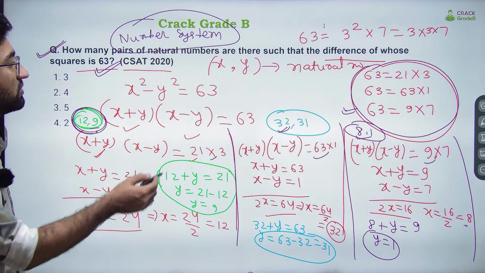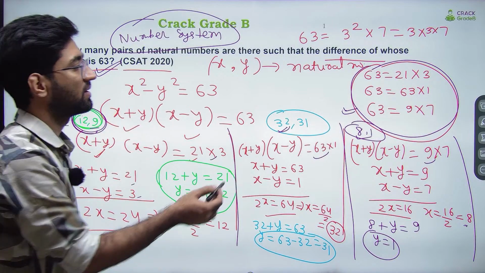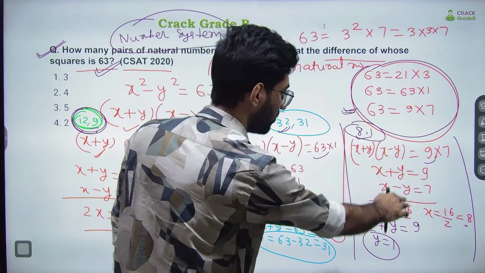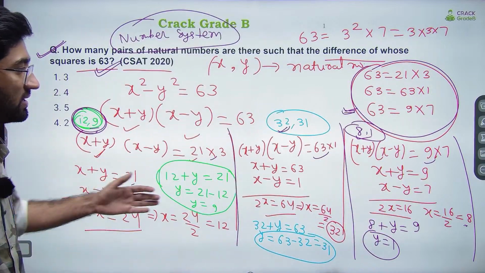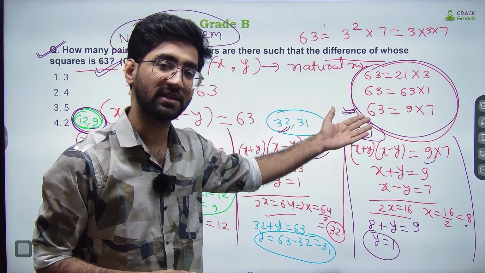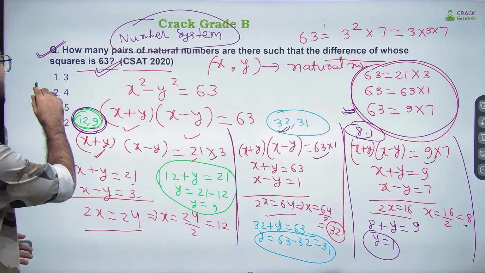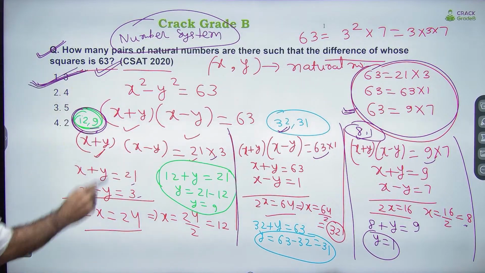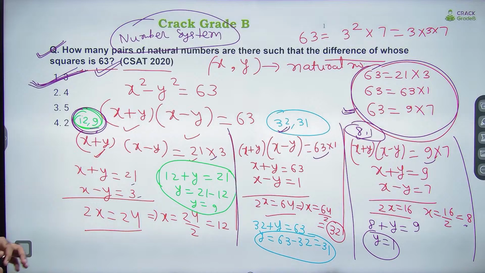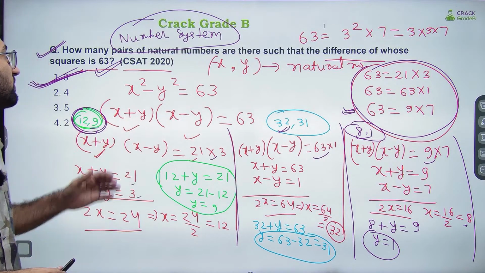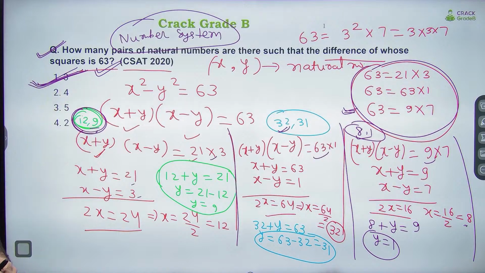But I will suggest you that if you solve this kind of questions after some practice, you will not do a lot of calculation. You will be able to stop yourself at this point and you will be able to answer that the correct answer is 3 pairs. 3 pairs of natural numbers are there such that the difference of whose squares is 63.